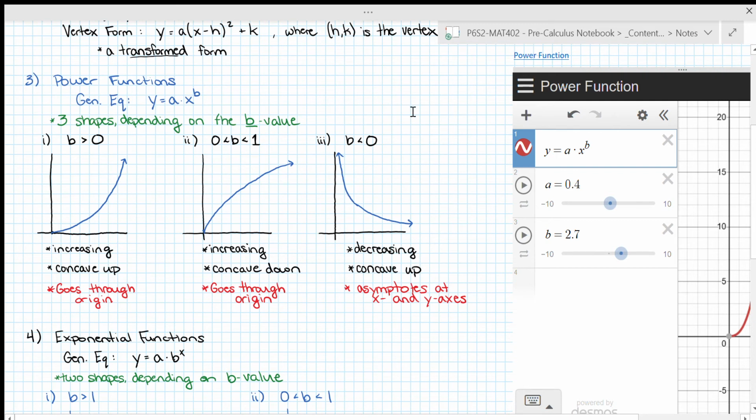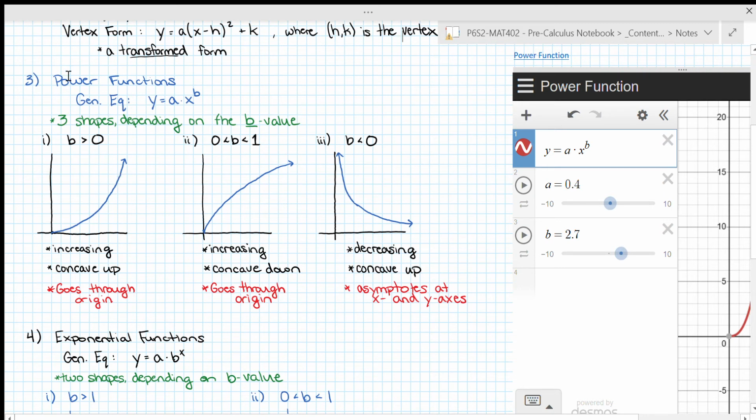So power functions, general equation, y equals a times x to the b power. We're not going to deal with any transformed forms of power functions or exponential functions. We're always going to have them just centered at the origin, at 0, 0. We're not going to be shifting them left, right, up, down at all.